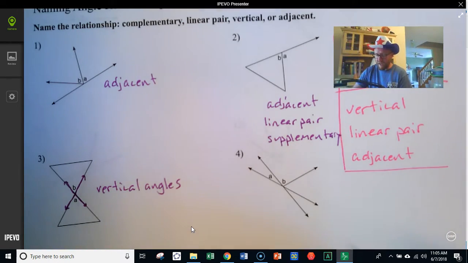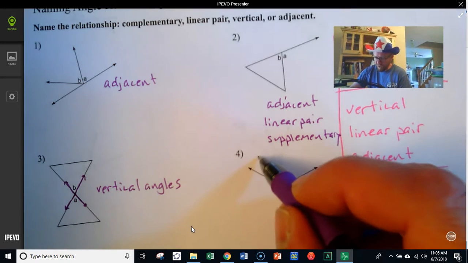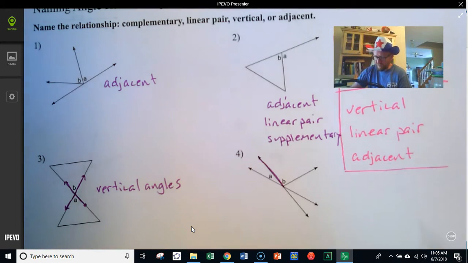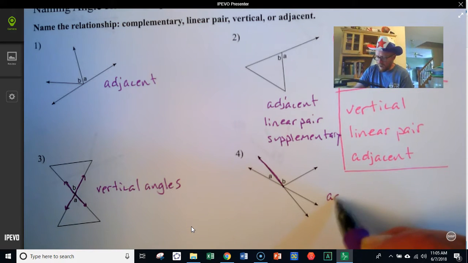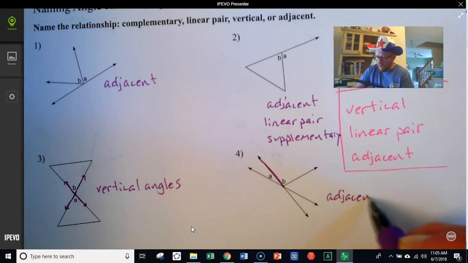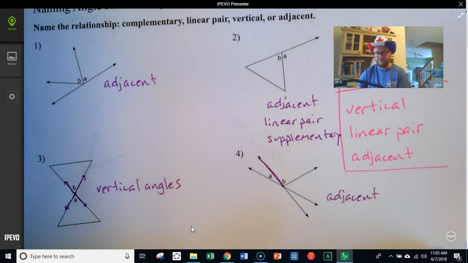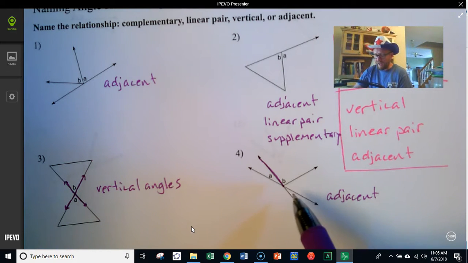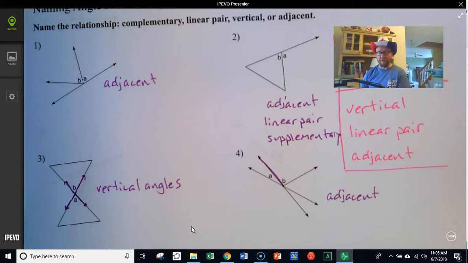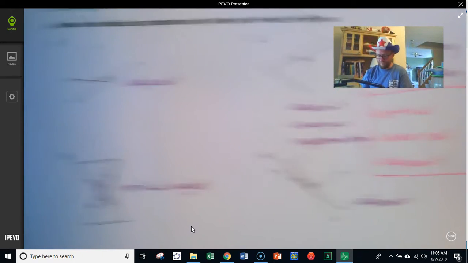Here, A and B, now they are right next door to each other. See how they share this common side between them? So they are adjacent. Now, there's nothing here to indicate that they add up to 90 degrees, so they're not complementary. They don't come together to make a straight line, so they aren't a linear pair. They don't appear to be supplementary. They're certainly not vertical angles, so adjacent's all we have.